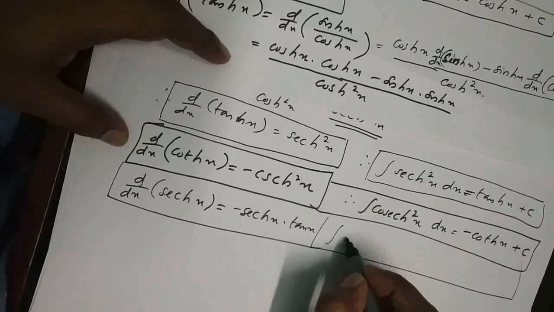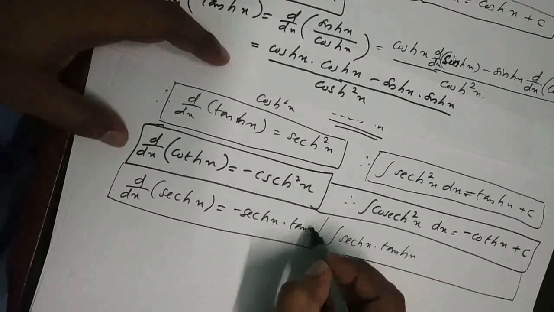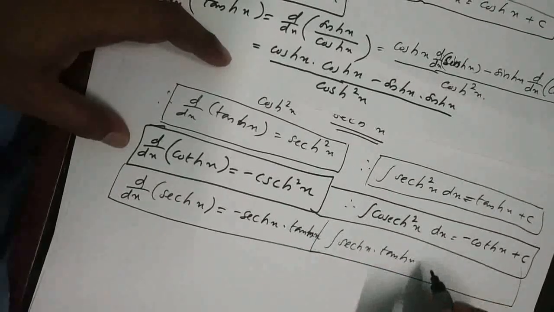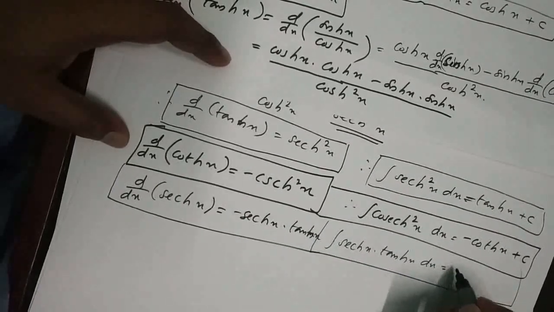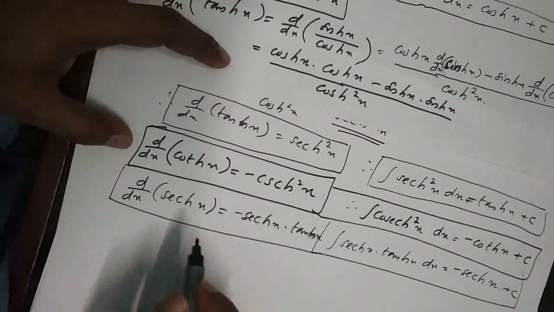Integral of sech x tanh x dx is equal to negative sech x plus a constant of integration. Okay.